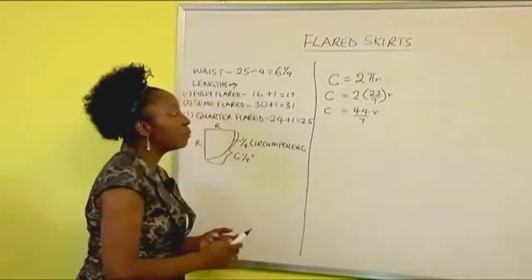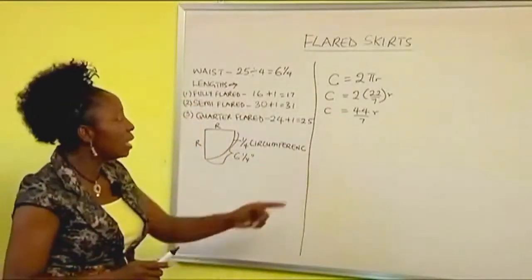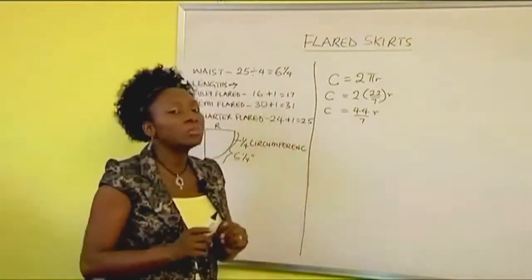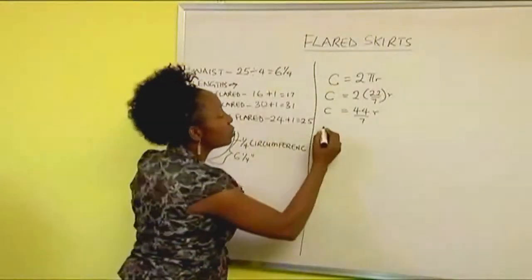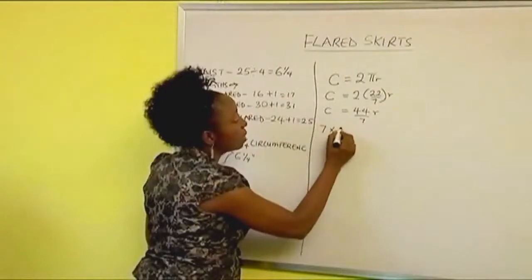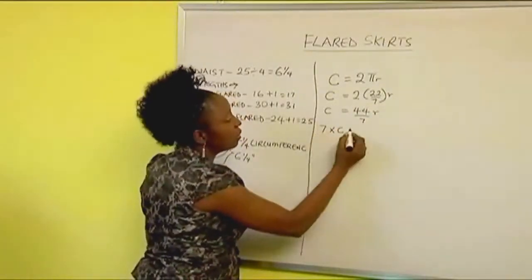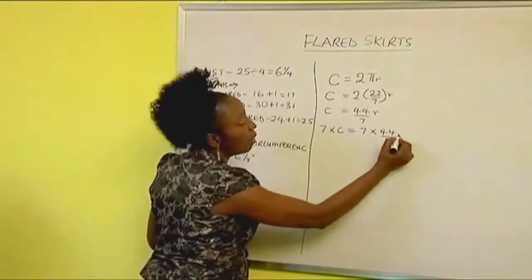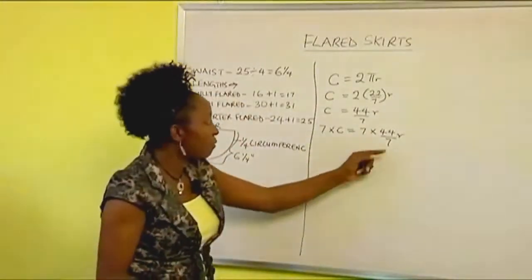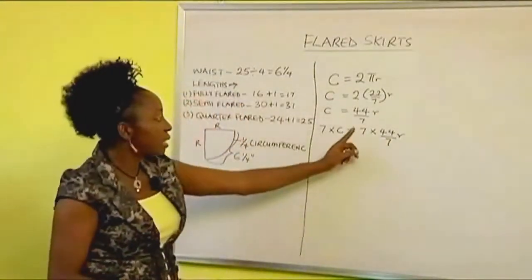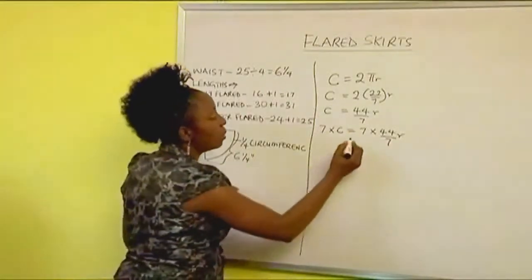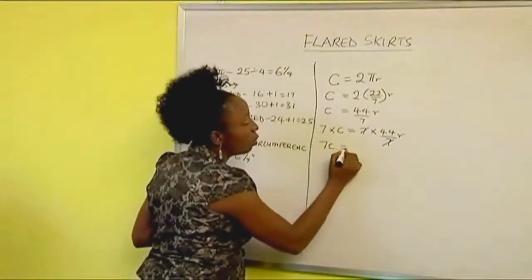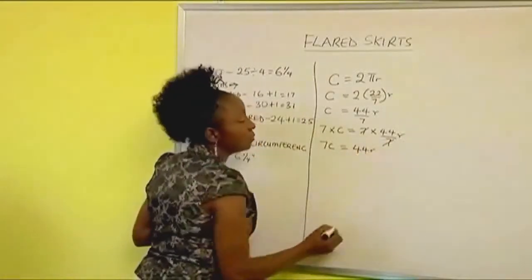Now, after I've done this, what I'm going to do is multiply both sides by 7, because I'm trying to see how I'm going to make r the subject of the formula. So I'll just take my 7, I multiply by C. I multiply C with 7, and that will give me 7 times 44/7 r. In mathematics, once you have this, you know 7 will cross 7 out, so you cross those out. So when you cross that out, what you're left with is 7C equals 44r.